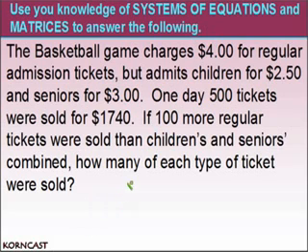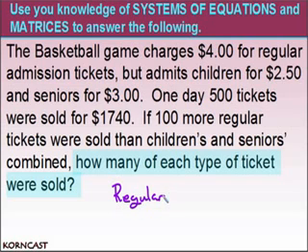As you read through these questions, the first thing you want to do is ask yourself, what is this question asking me to find? For example, how many of each type of ticket were sold? Well, in order to answer this question, we need to ask ourselves, what are the types of tickets? The first one that we came across are regular admission tickets. The next type of ticket would be our children's ticket. And then the last one would be our senior ticket.